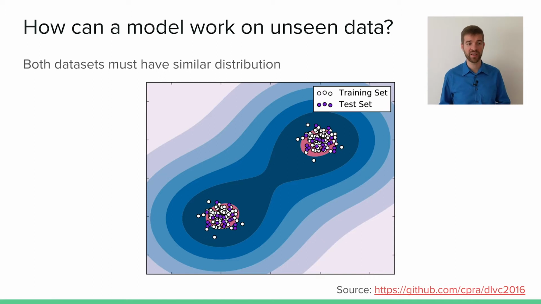As we can see in this example here, we have the white and the purple dots, and they form two clusters. But we randomly drew samples, so we can actually learn this distribution of these two clusters that we can separate, in this case, linearly with a line.